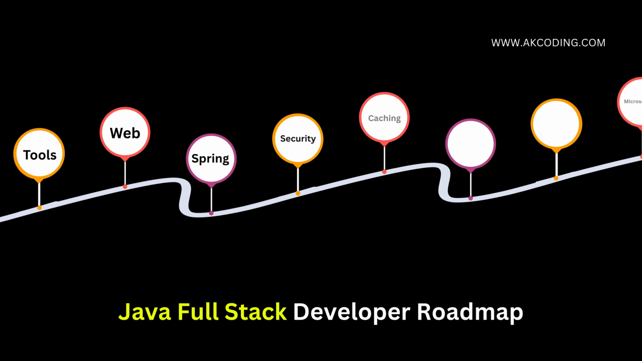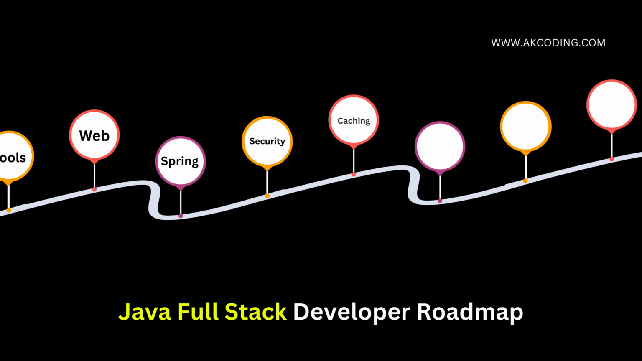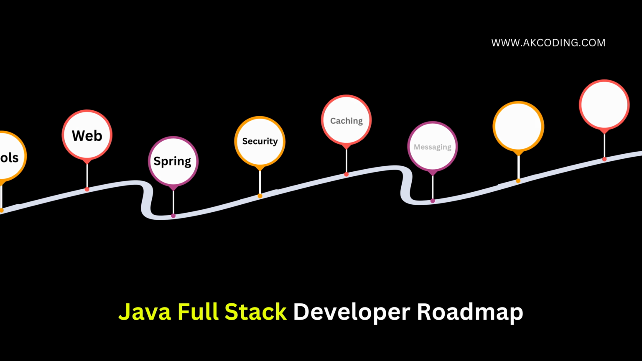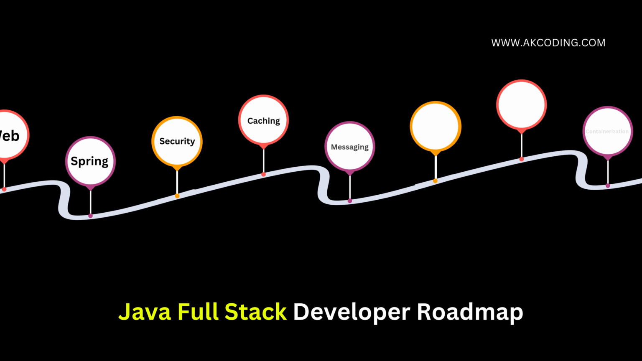Number eleven, caching solutions like Spring Cache abstraction, Redis integration, Hibernate second-level cache, and method-level caching. Number twelve, messaging and queues. Messaging concepts like pub/sub, broadcast, topics, and queues. RabbitMQ basics and uses. Kafka awareness.